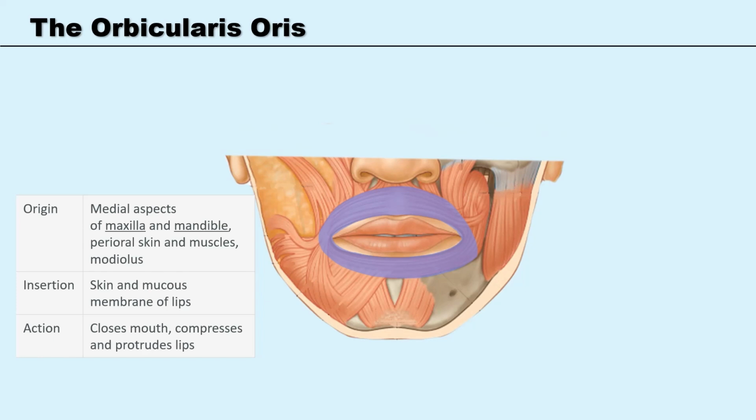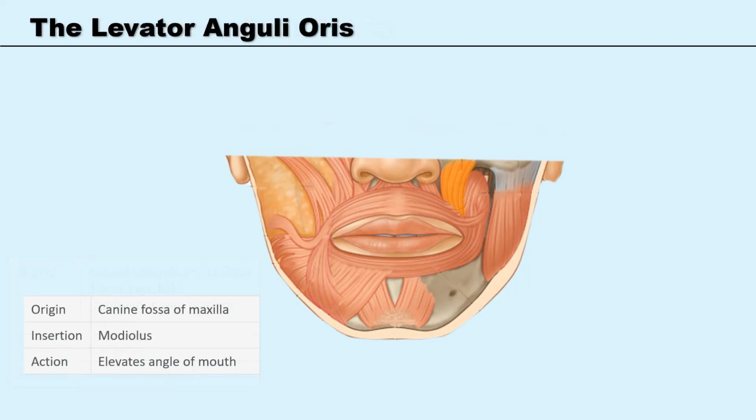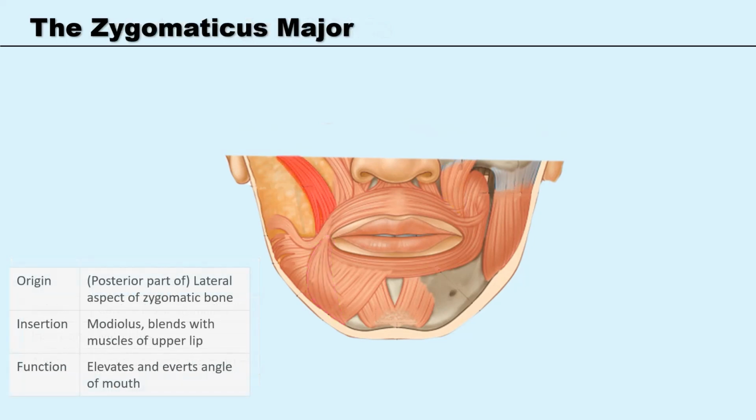Then we have muscles that alter the position of the oral commissures by moving the modiolus. These include the depressor anguli oris, the levator anguli oris, and the zygomaticus major. Hopefully, by considering their names or looking at their positions on the diagram, you'll realise that the first of these muscles pulls the commissure downwards, whilst the latter two pull it upwards, and backwards in the case of the zygomaticus major.